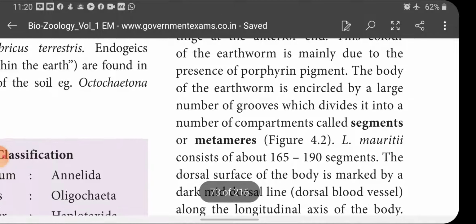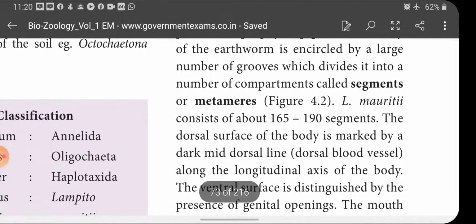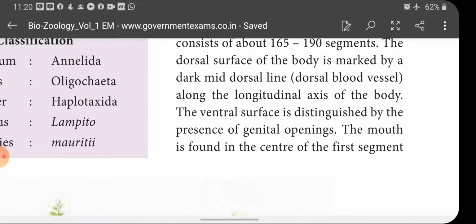The body of earthworm is encircled by a large number of grooves which divides it into a number of compartments called segments or metameres. Okay, what is metameres or segments? 2-mark question, bracketed. The body of earthworm is encircled by a large number of grooves. We can see round round. We can see this round shaped grooves over the surface of the body of earthworm, and which is divided into a compartment internally also, and this is called segments or metameres. Lampito mauritii consists of how many segments? 165 to 190 segments it possesses.